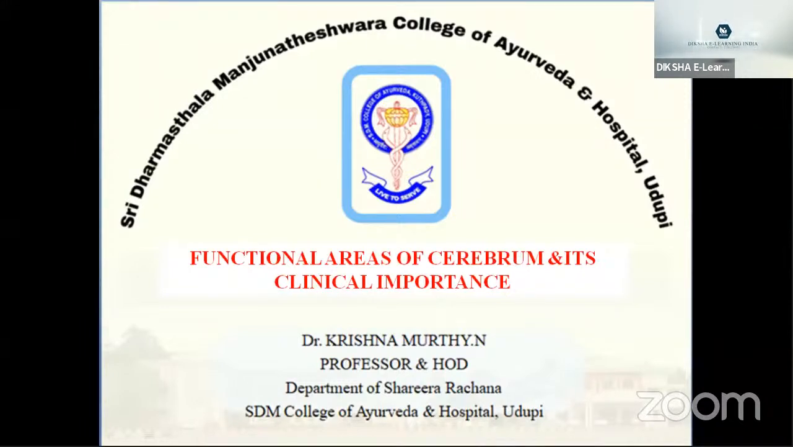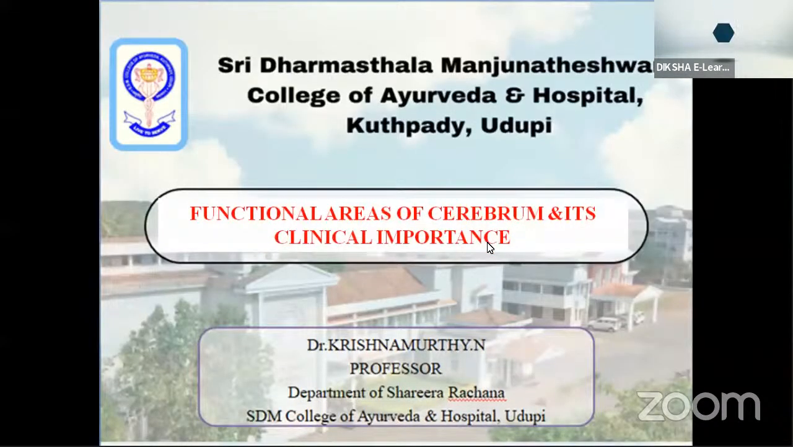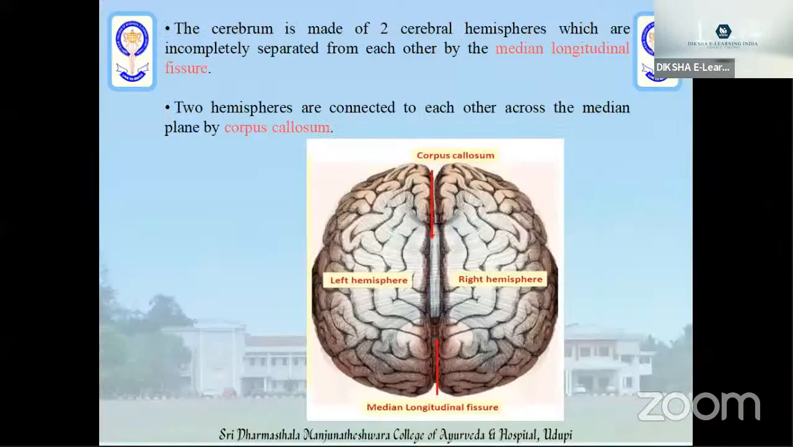Is the PPT visible? Yes, sir, it's visible. Now, let us go towards the first topic, the cerebrum. The cerebrum is derived from the telencephalon. In the neural tube, a vesicle called the telencephalic vesicle is there, and from that the cerebrum is formed.